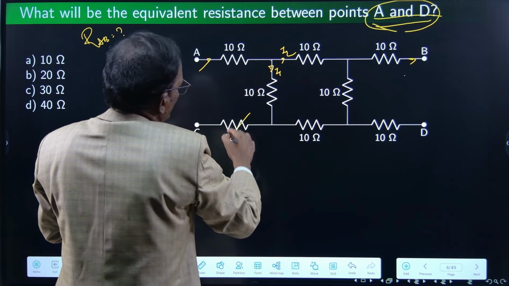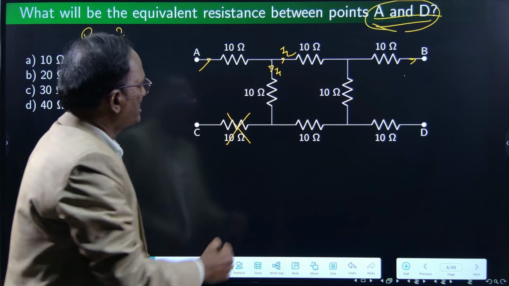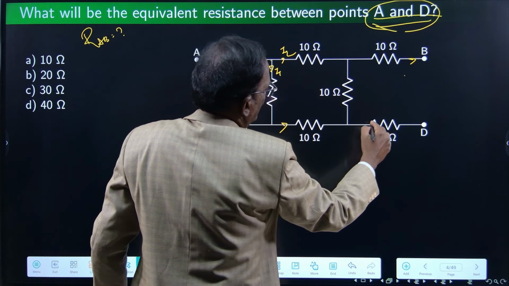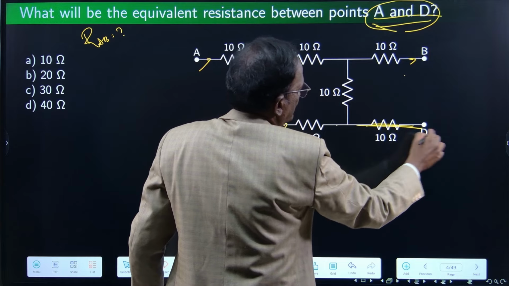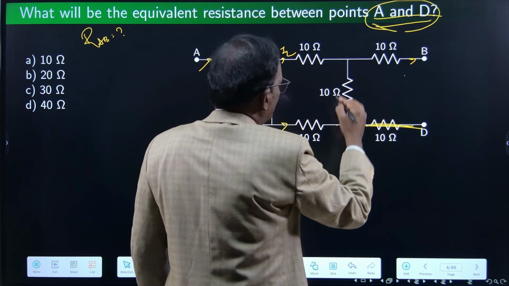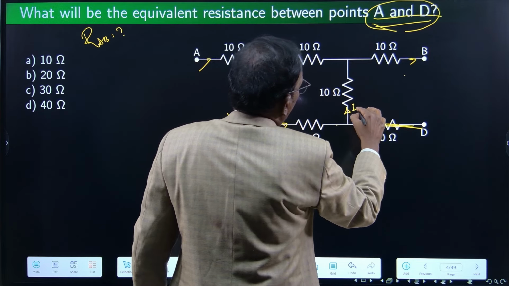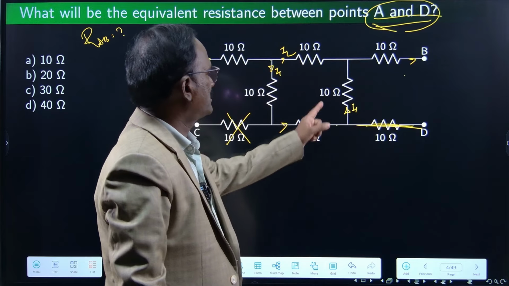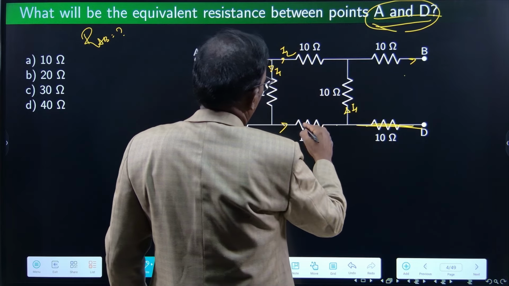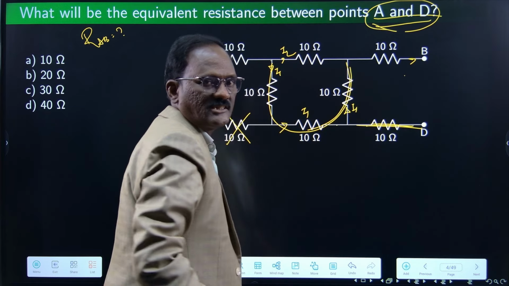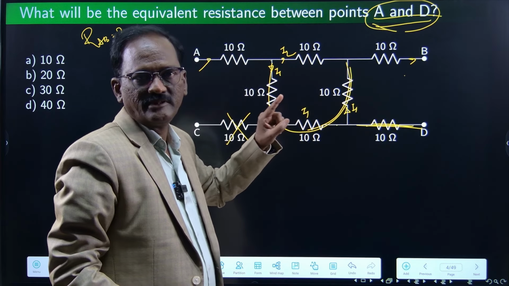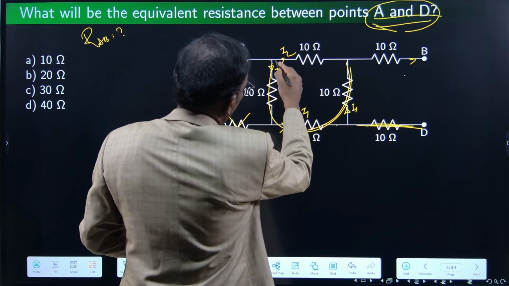I1 comes down, it won't go there because C is an open circuit. I1 flows. Again, it will not go through this 10 ohm resistor because it is an open circuit. All the I1 will go towards this 10 ohm resistor. I1 and I1 and I1. So I1 is flowing through these three resistors. So these three will be in series, 30 ohms.